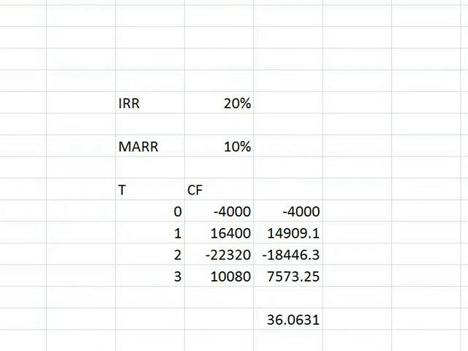We are going to continue our discussion about the saving investment ratio. In this example, we have a project with multiple solutions for the internal rate of return, and we're going to see how we can use the saving investment ratio to avoid that problem. As we already computed in the previous video, we have here the present worth of each one of these cash flows.